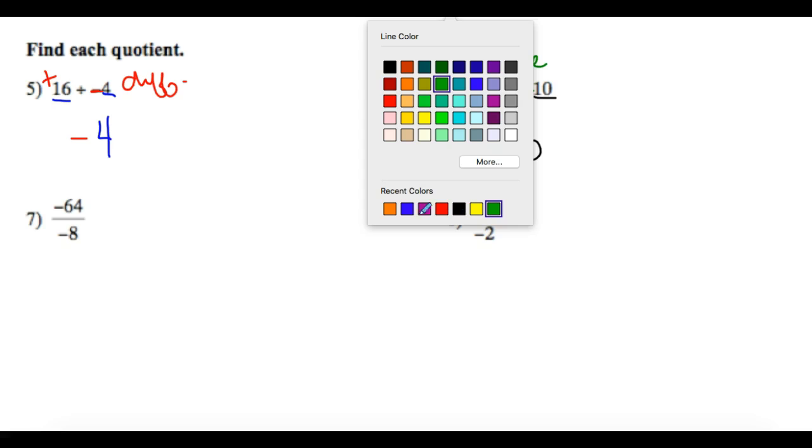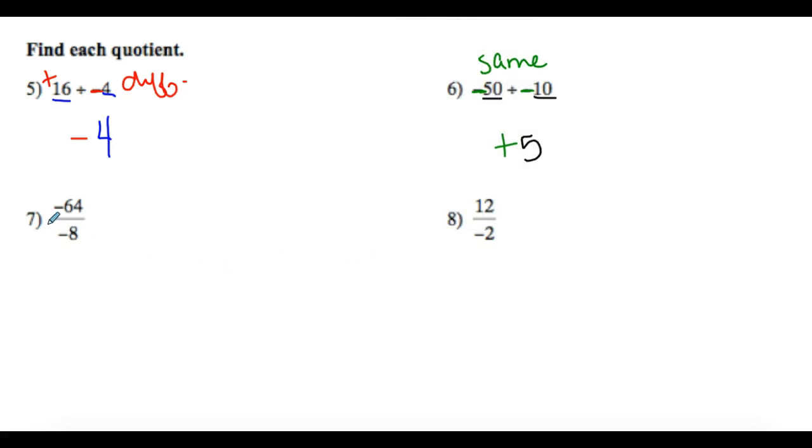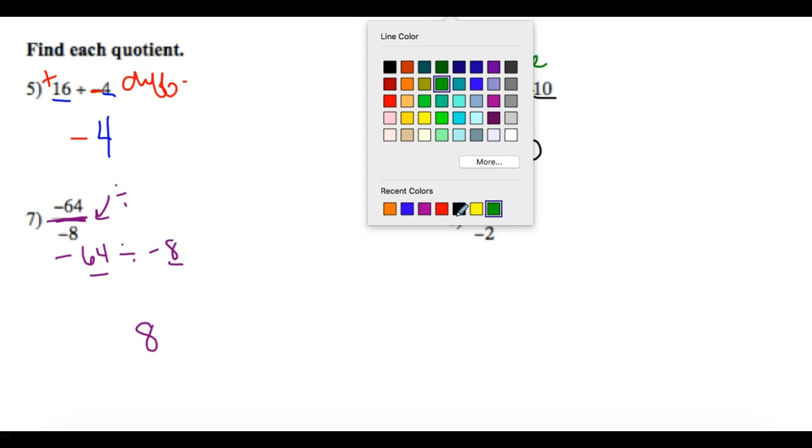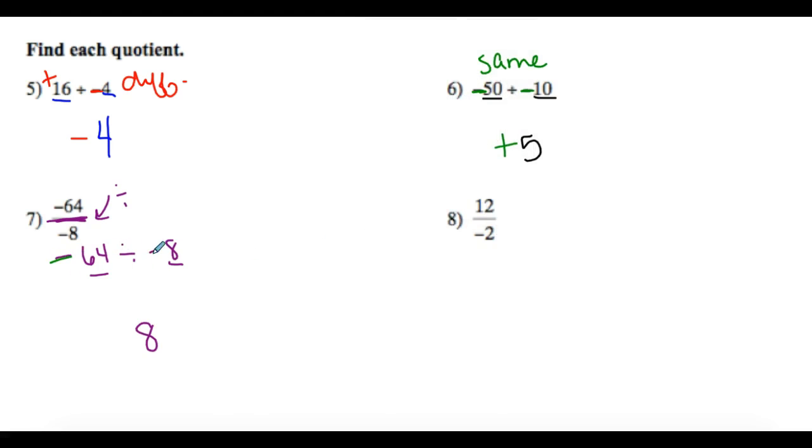When they're written in the way that you see down here, this line right here is the same thing as divide. So this is the same thing as negative 64 divided by negative 8. So if we go ahead and do 64 divided by 8, 64 divided by 8 is 8. And when I check out the signs of my numbers, I get a negative and a negative, same signs, which means my final answer is positive.